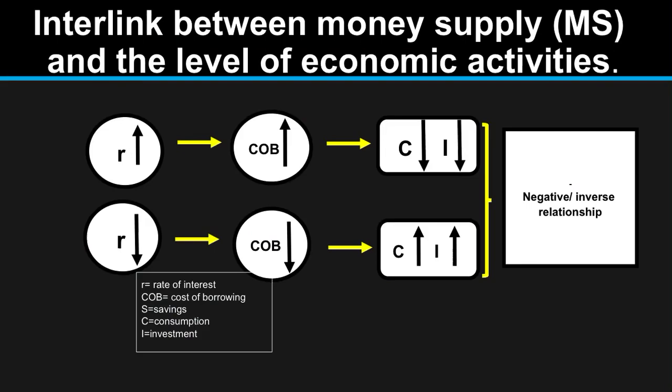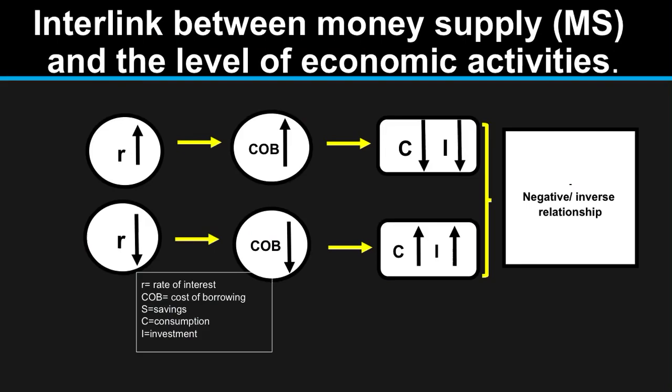Because consumption and investment are factors of aggregate demand, where aggregate demand is equal to consumption plus investment plus government expenditure plus net exports. Whereas the other case is when the government or the central bank reduces the rate of interest, the cost of borrowing decreases. When the cost of borrowing decreases, it is much cheaper to take a loan. Therefore, this increases consumption and investment.